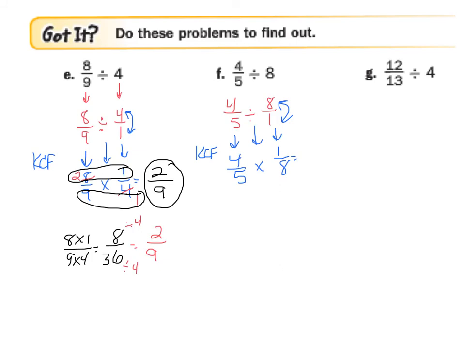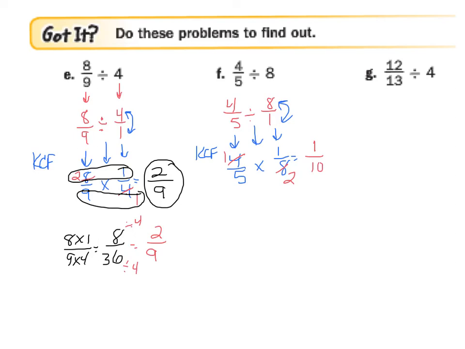So I can go ahead and I see I can simplify ahead of time. The 5 and the 1 can't, but the 4 and the 8, I can divide them both by 4. So 4 divided by 4 is 1. 8 divided by 4 is 2. So we get 1 times 1 is 1, and 5 times 2 is 10.